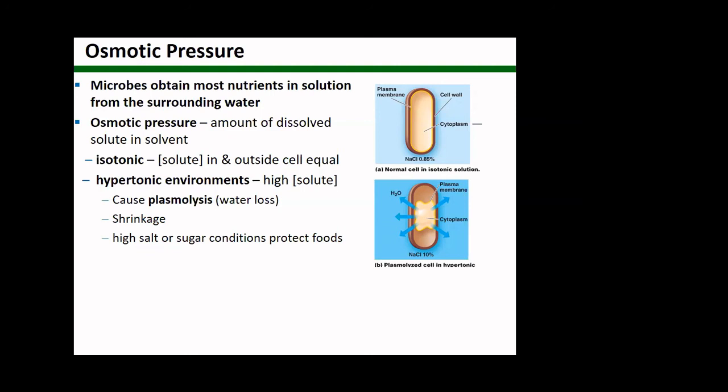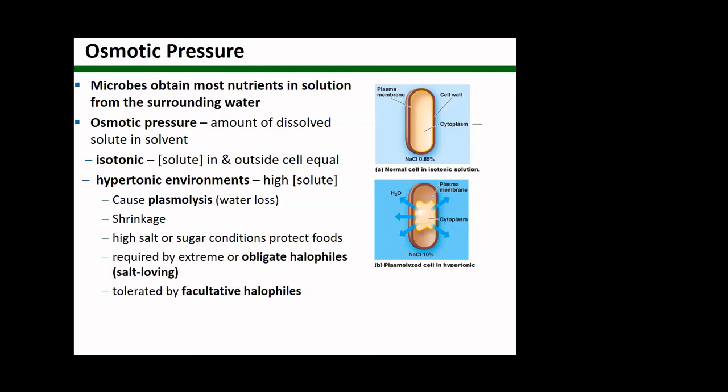So this is one reason why high salt or high sugar foods can help prevent microbial growth. So in the days before refrigerators, people used to salt their meat, and that helps preserve it essentially, because bacteria can't grow in such a salty environment. Some bacteria, however, like high salt environments, and some archaea. Those are called halophiles. Halophiles love the salt.